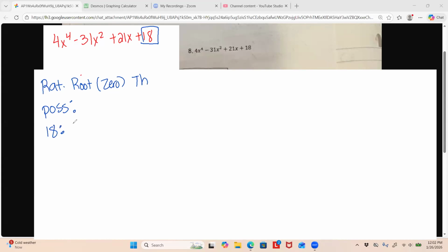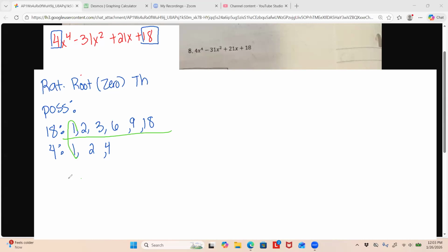Well, what goes into 18? 1 and 18, 2 and 9, 3 and 6, okay? I go least to greatest. You don't have to. I just like the neatness of that. And then you take the front number, so 4, and list out its factors. Well, what goes into 4? 1 times 4, and 2 times 2, but you don't need to double list. And now you divide the lists.